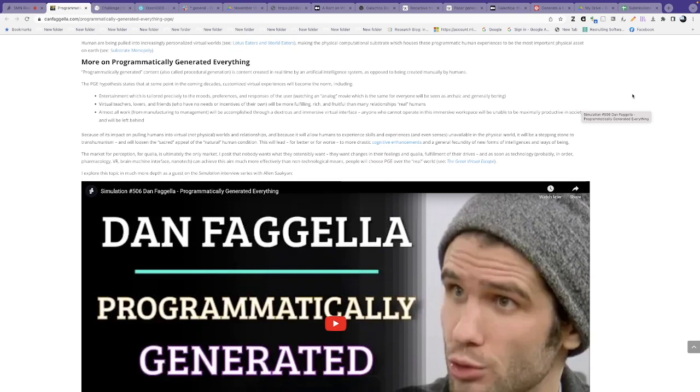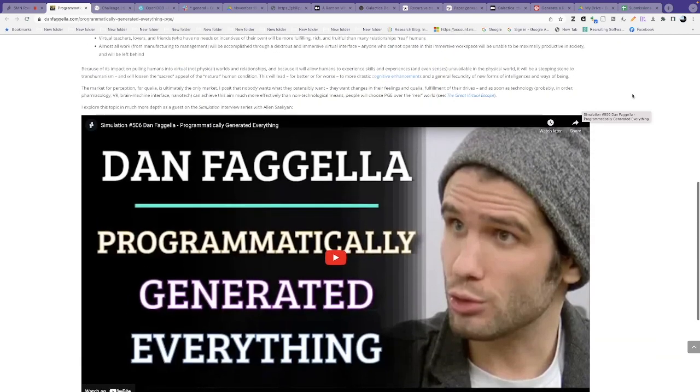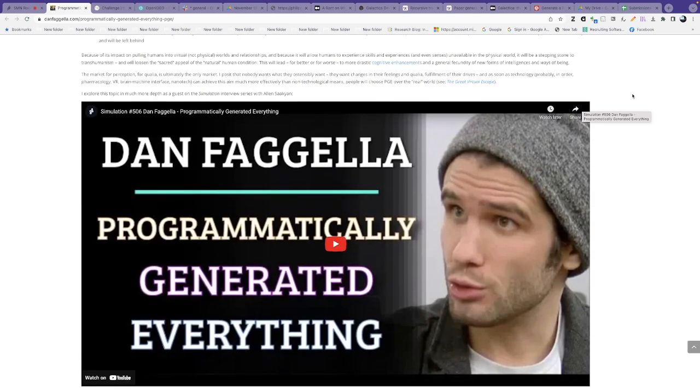This essay, or this concept, is basically about programmatically generated everything, and that things will become such that the amount of tailoring that will be done. It's kind of similar, I think, to, I haven't referenced this person in a while, Roman Yampolskiy's idea about personalized universes. Basically, AI tailored or enhanced. There's this immense personalization, and it's basically just writing about that.